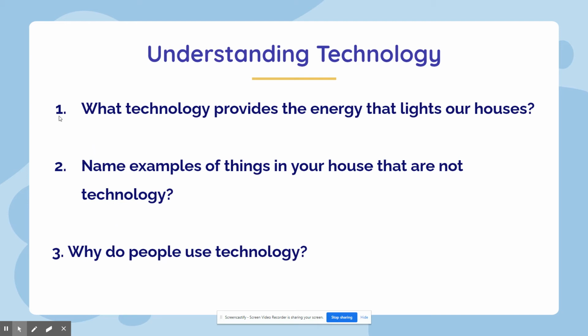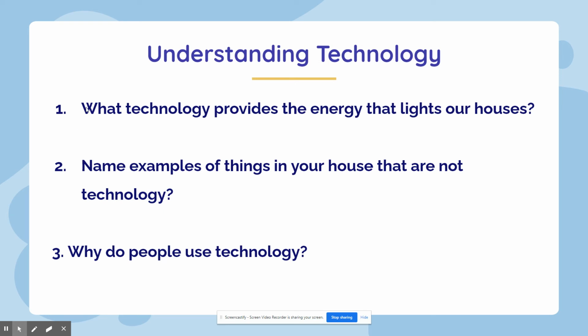So here you have question number one. What technology provides the energy that lights our houses? And we have question number two. Name examples of things in your house that are not technology. And then question number three says, why do people use technology? So these questions are going to be answered in class. And yes, you will have to write the answer to those questions.